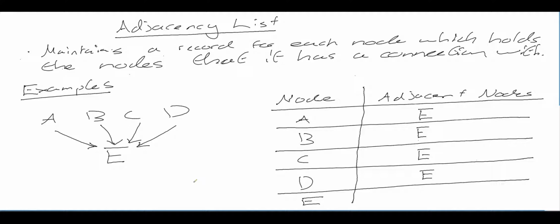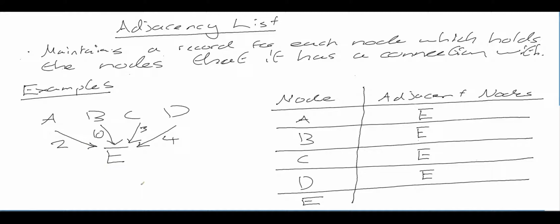Whenever a graph is unweighted, all you're doing with an adjacency list is looking at what node you've got in the left-hand column here, and looking at your graph and saying, okay, what nodes are adjacent to this node in my graph? In this case, for A, it's only E.